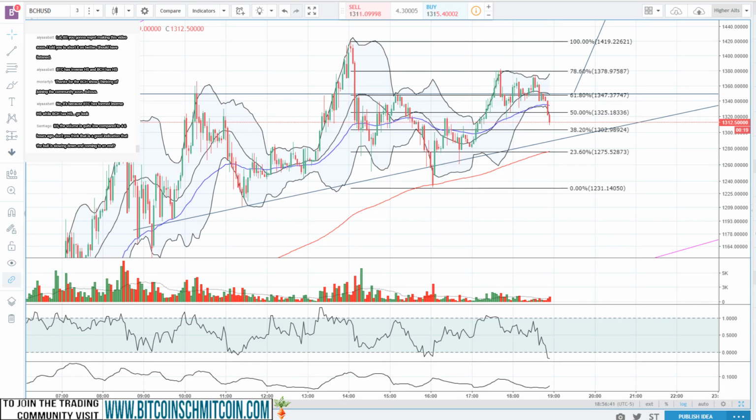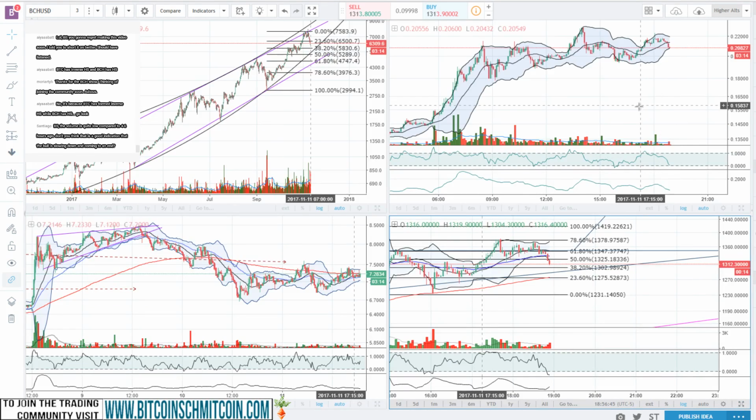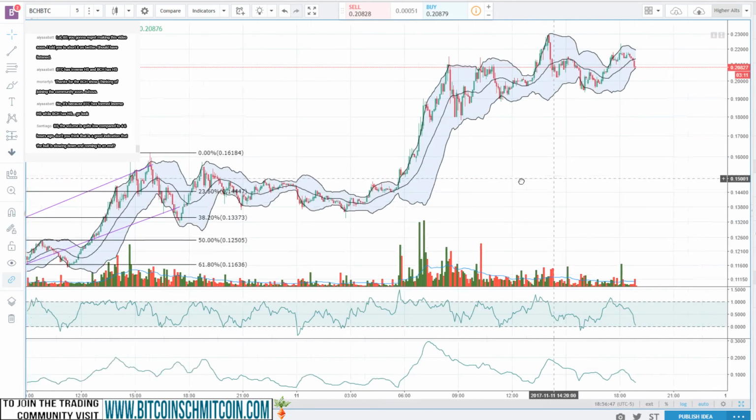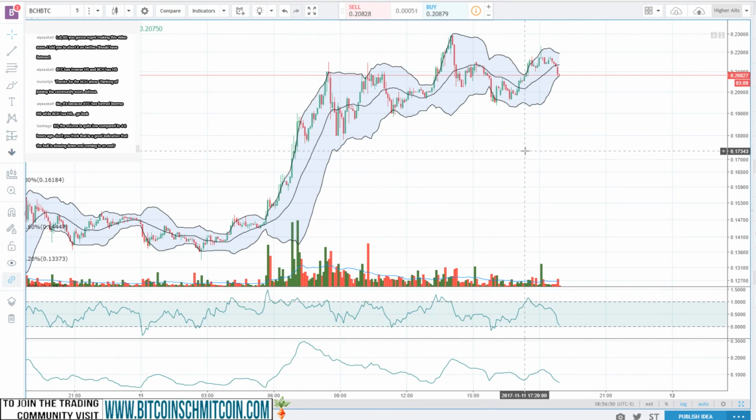No, it's because Bitcoin formed an inverse head and shoulders while BCH is head and shoulders. All right, let's go look at it. Okay, let's look at making the exact same pattern as BCHUSD.